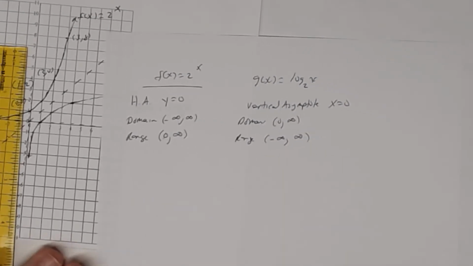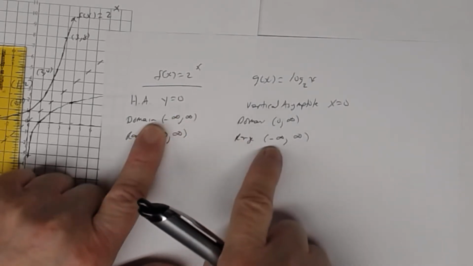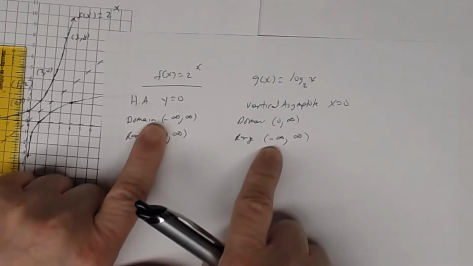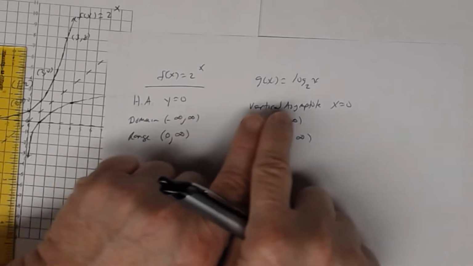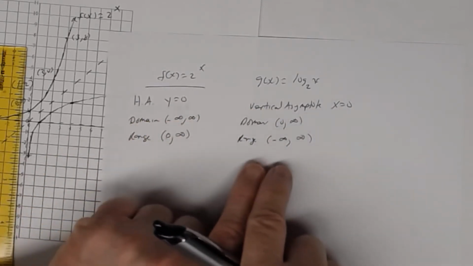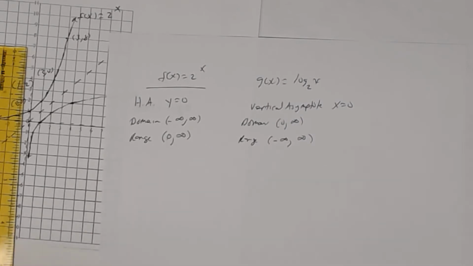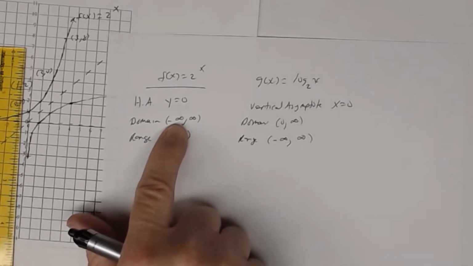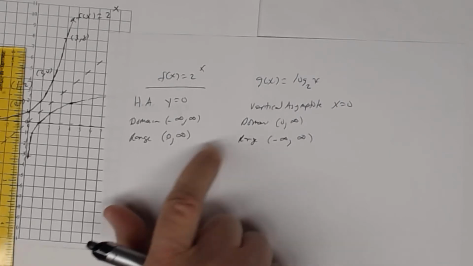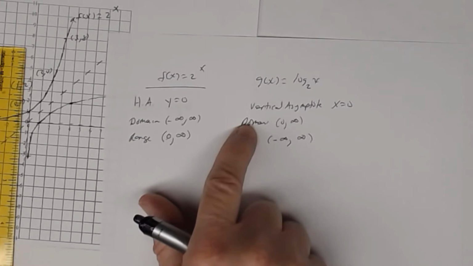What I want you to notice is this. The domain of an exponential is the same as the range of the logarithm. Remember, everything's interchanged when you talk about inverses. Horizontal becomes vertical. Y equals 0 becomes x equals 0. Domain becomes the range. Range becomes the domain. So everything is interchanged when you talk about inverses. The domain of a function becomes the range on its inverse. The range of a function becomes the domain of its inverse.